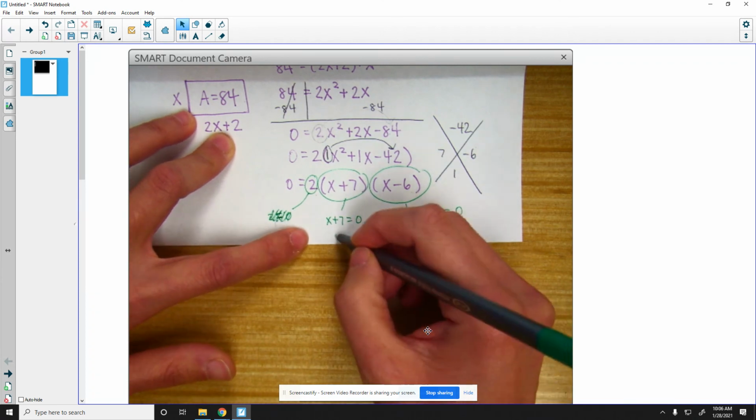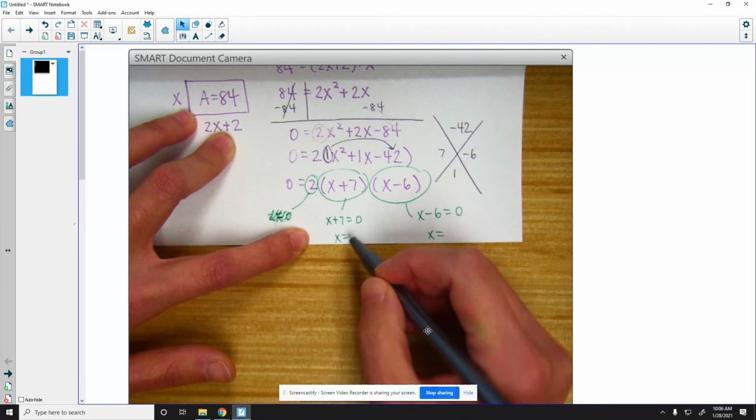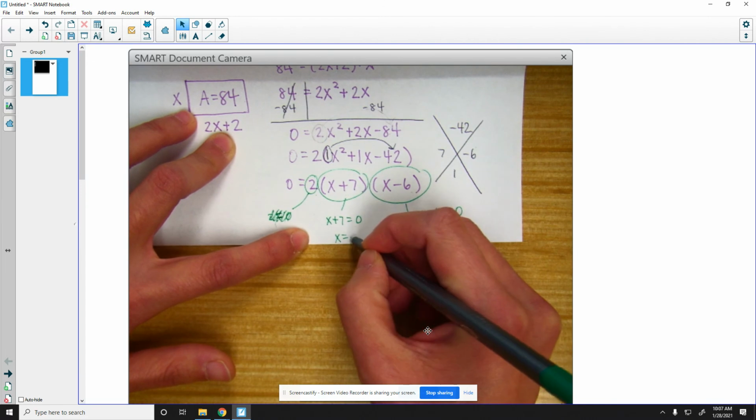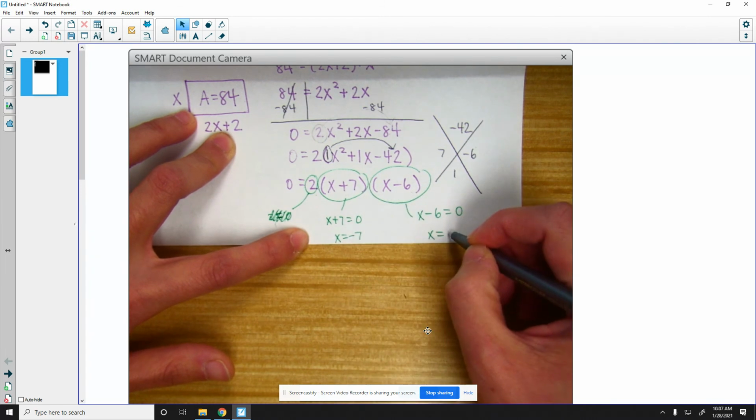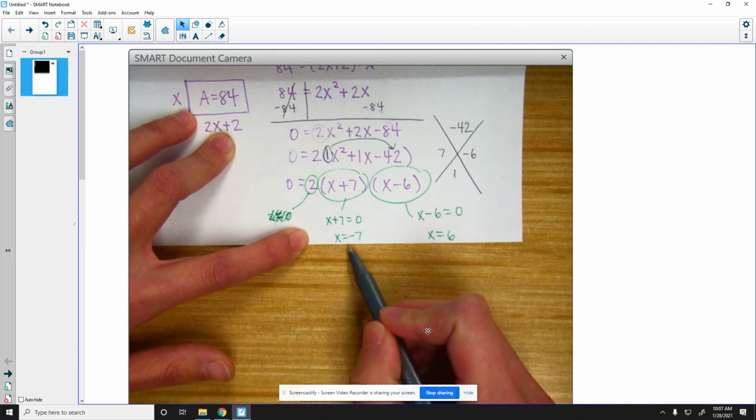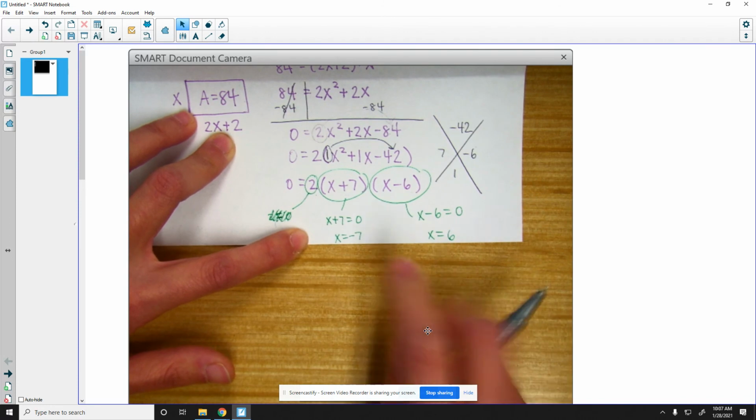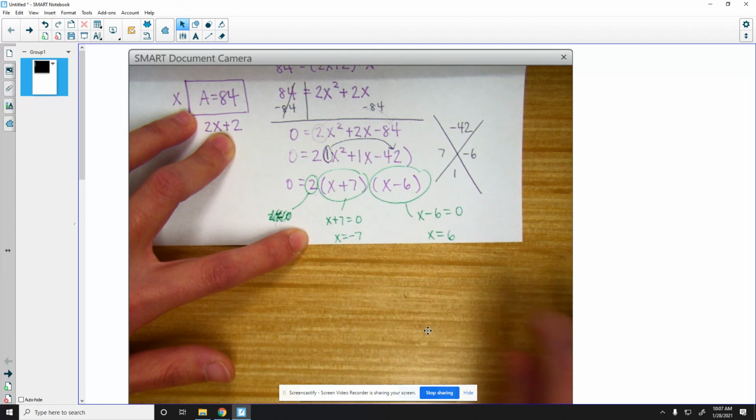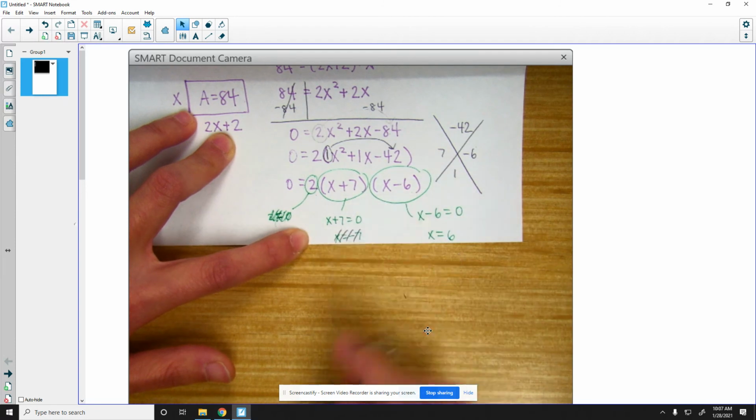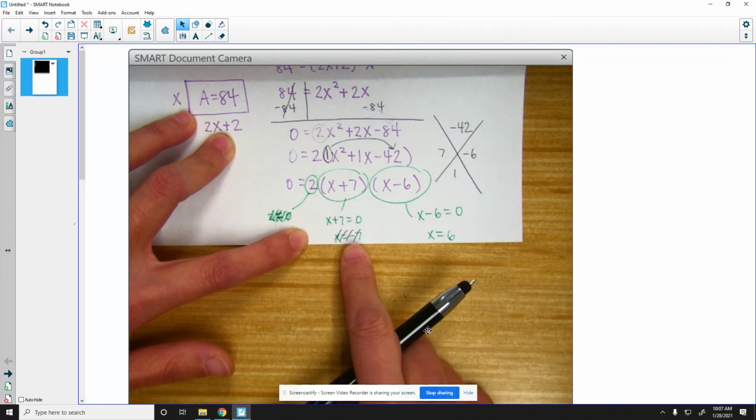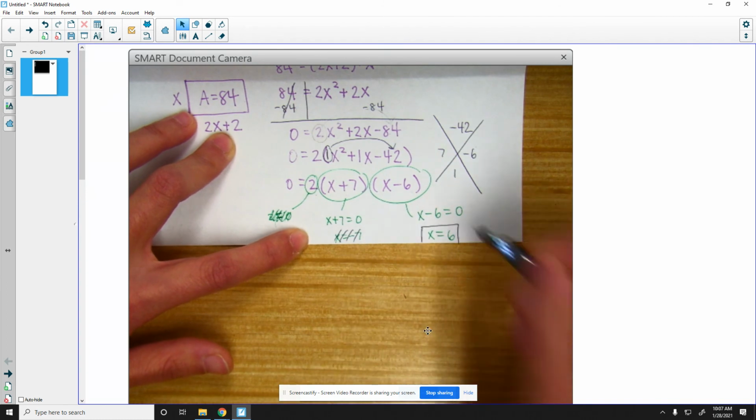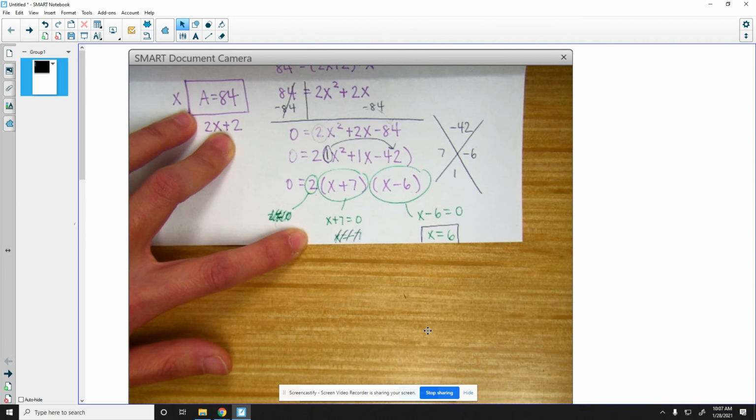So that just disappears. That's not an answer. So basically, 0 is not an answer. Okay, so my answers are what? Negative 7 or positive 6. But since this is a word problem, one of these doesn't make sense because you can't have a negative. Negative 7 doesn't make sense in a word problem, like in real life. So x equals 6.